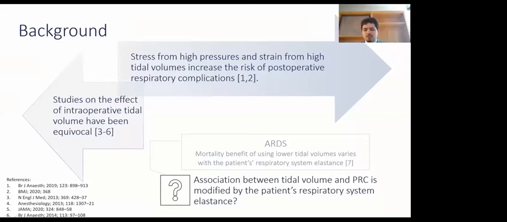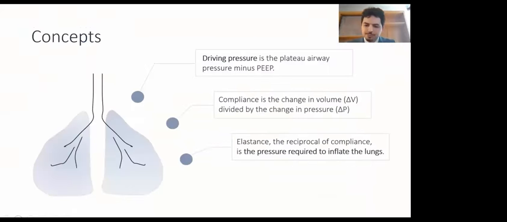However, compared to patients with ARDS, surgical patients typically have fundamentally different respiratory mechanics. In our study, we investigated whether the association between tidal volume and postoperative respiratory complications varies with patients' respiratory system elastance in the surgical population. Elastance, the reciprocal of compliance, is defined as the pressure required to inflate the lungs. Compliance is the tidal volume over driving pressure, and when we say standardized, it means it's normalized to the ideal body weight.